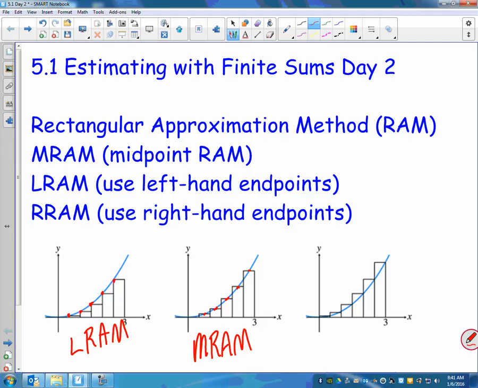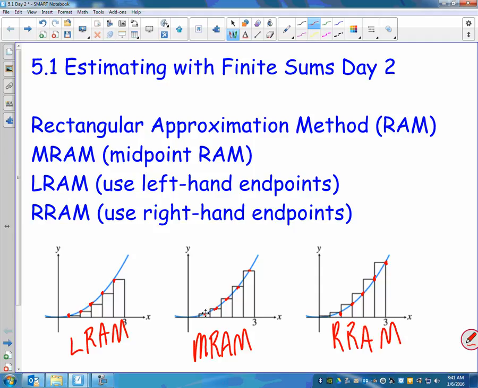And so then this is RRAM, and again, notice where the heights of the rectangles are coming from are the right endpoints. And so, although MRAM seems like the one that's probably the most accurate, especially by hand, LRAM and RRAM is easier because you don't have to find the midpoints, right? Like, you're just using the left or the right value that you already have. And so, we're going to practice doing them all.